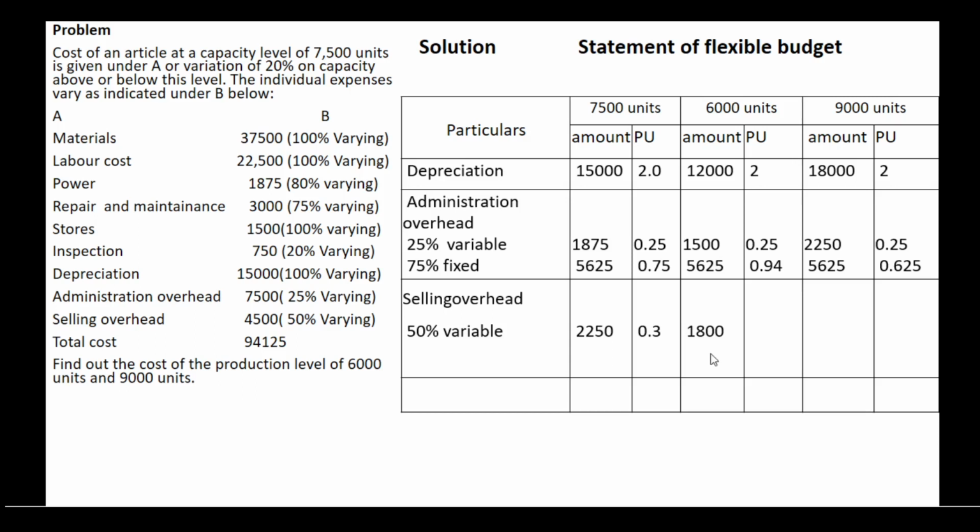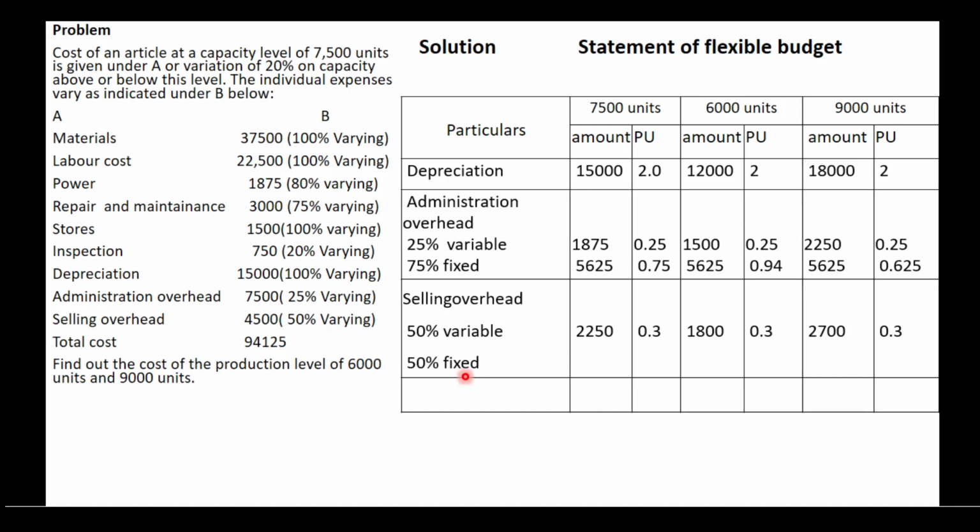So under the 6,000 units, the cost per unit are 0.3. It is multiplied with the 6,000. So now the amount are 1,800. And for the 9,000 units, here the cost per unit are 0.3. So it is multiplied with the 9,000 units. So 0.3 into 9,000, 2,700 rupees. So the 50% variable and the remaining 50% are fixed.